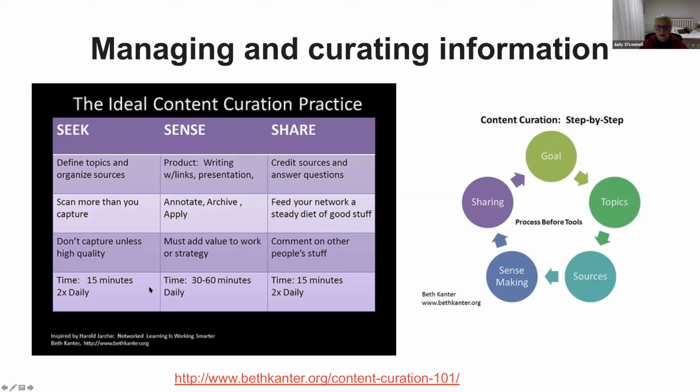And it requires that you manage and curate information. Again, some slides, a couple of images from Beth Cantor, who's done a lot of work in this area. The notion of content curation has become so easy. There are tools that you need to make choices about.